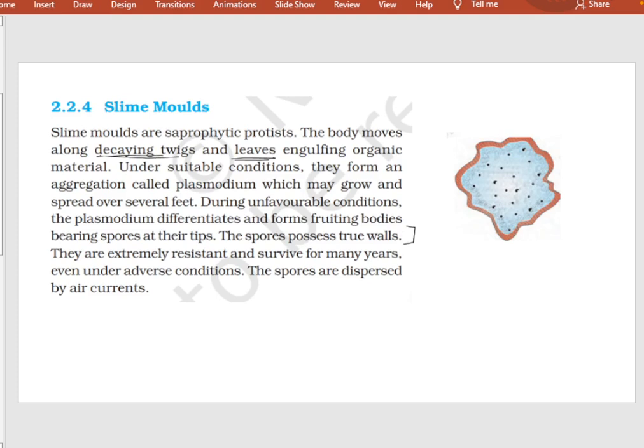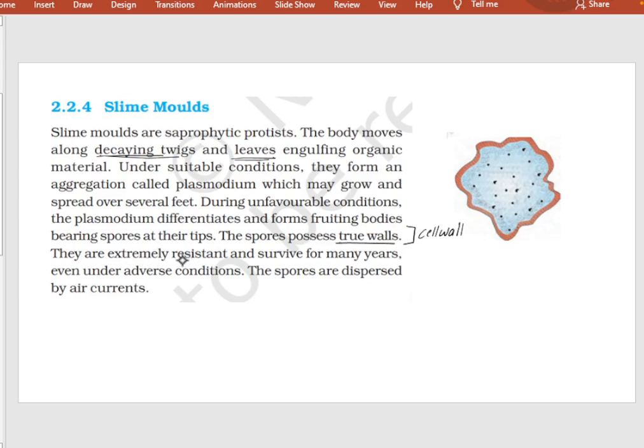Spores possess a true cell wall. This true wall is made up of cellulose. Because of this true wall, they are extremely resistant for many years under adverse conditions. And the spores are dispersed by air currents. We'll study this. These true walls are responsible for what?